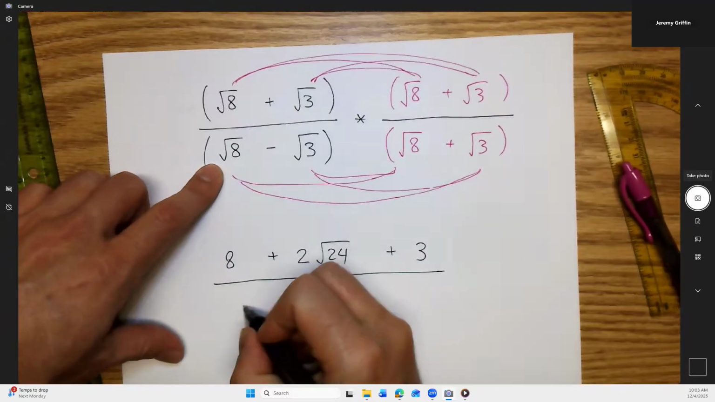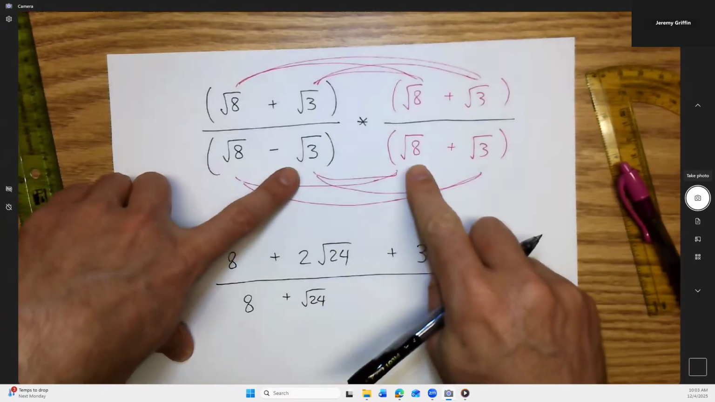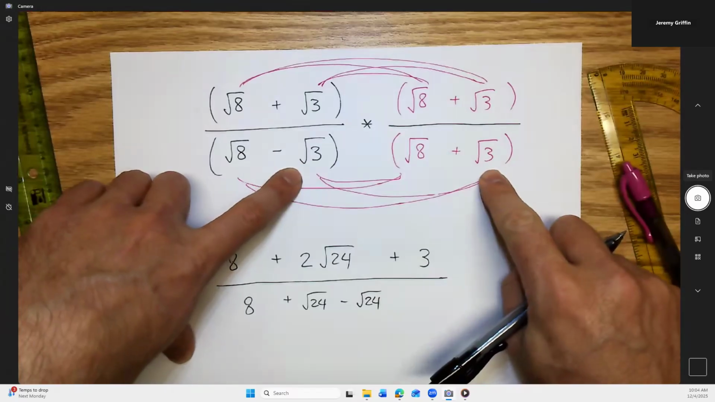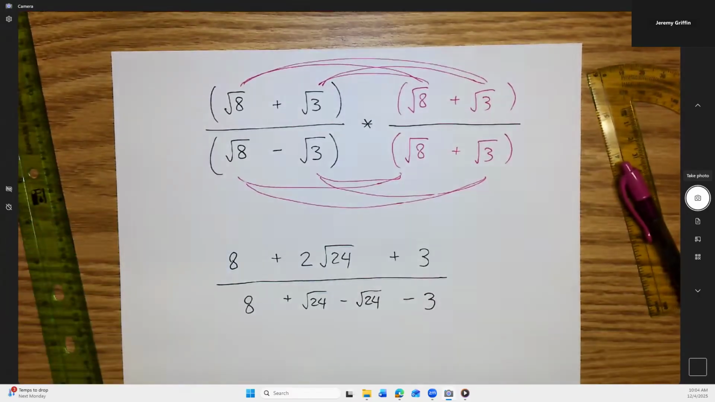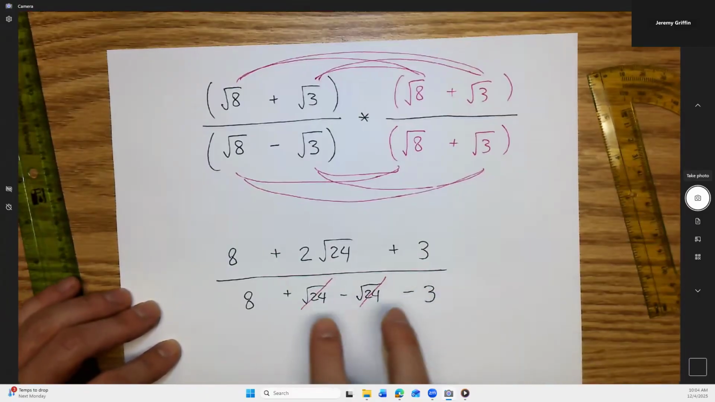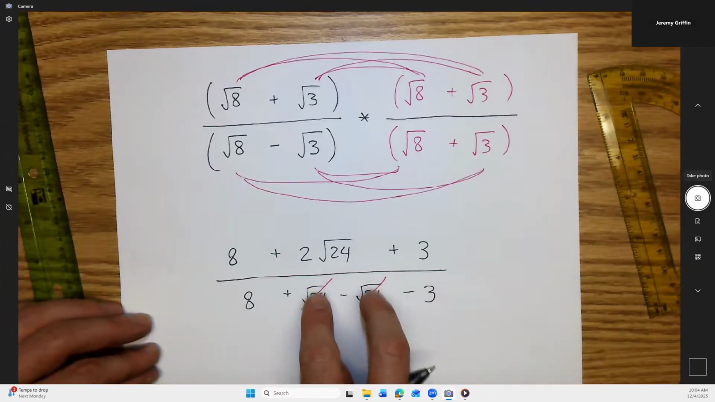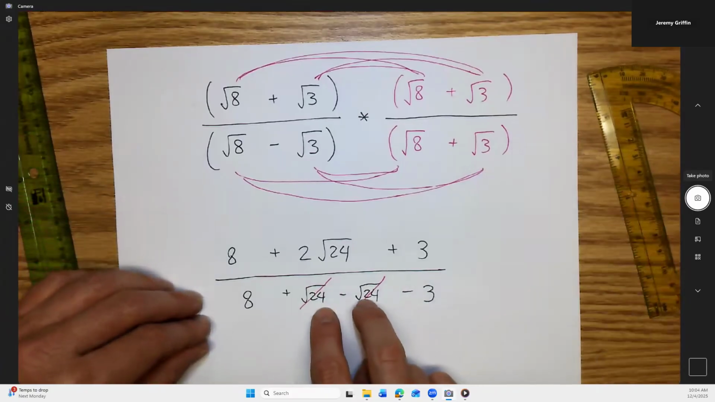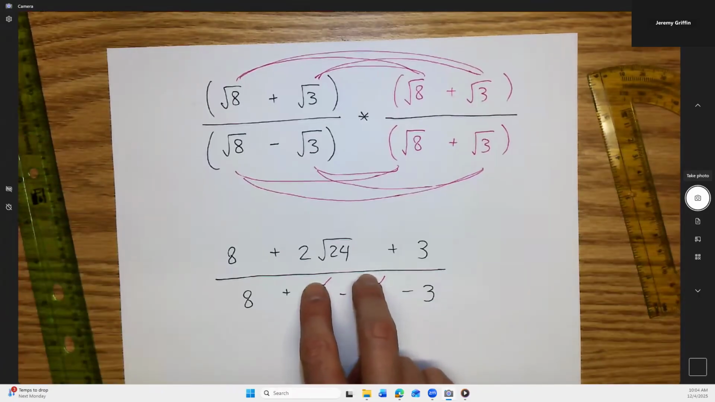Then on the bottom, root 8 times root 8 again makes 8. Root 8 times root 3 is plus root 24. Root 8 times root 3, but it's negative, so minus root 24. And then root 3 times root 3 is 3, but we're subtracting, so it'll be minus 3. That's it. Do you guys see that these two right here cancel out? Once you do enough of these, you could skip that step, because that's the whole idea of introducing a conjugate pair, that those inside-outside terms always cancel out. And look, we just got rid of the radicals in the denominator. That's what we were trying to do.